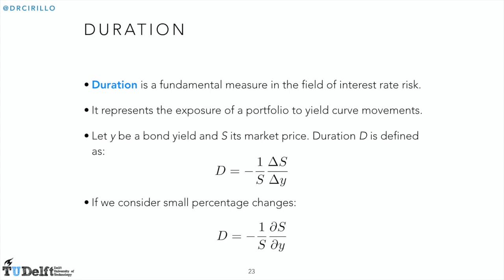Now, the duration is defined in this way. It's 1 over S, where S is the market price of the portfolio, times the variation, delta S, of the price over the variation, delta Y, of the yield. If I assume the variation of the yield to be very, very small, so to be infinitesimal, what do I have? I have that the duration is equal to minus 1 over S dS/dY.